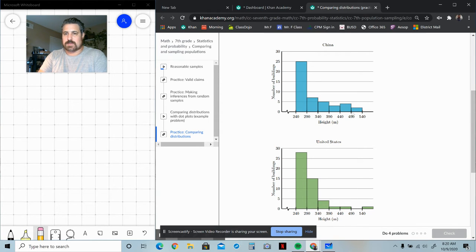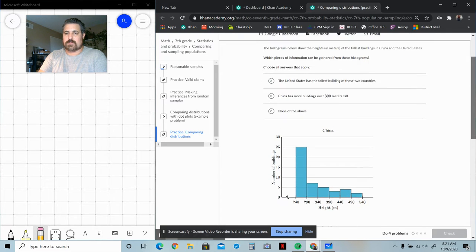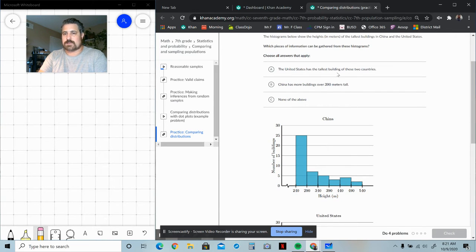So the highest building in China is between 490 and 540. Okay, that's the highest interval that we have on the histogram. The highest building in the United States is beyond 540, right? So that means that the tallest building in the United States is taller than the tallest buildings in China. Right? So now we take a look here. It says the United States has the tallest building in these two countries. The answer is yes. We can see that.